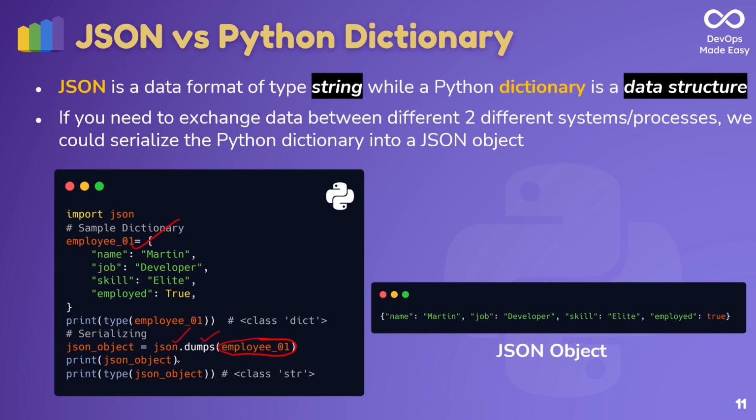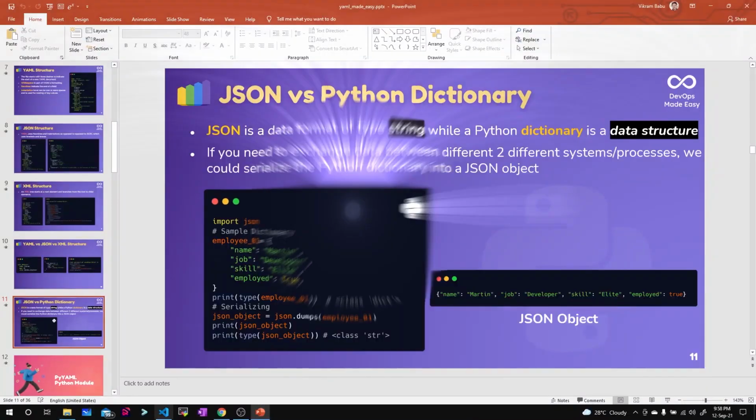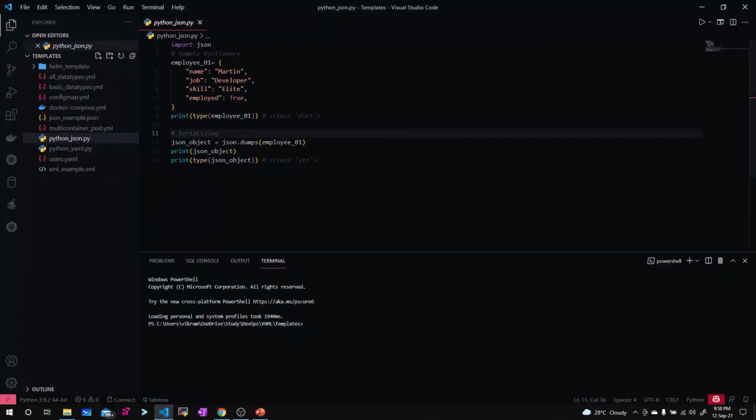Then I'll print it, and I'll also see the type of that JSON object. The type should be a string. So this indicates that Python dictionaries are data structures of type dict, but the serialized Python dictionary is nothing but a JSON object of type string. So that is the difference. We'll go back to the programs.